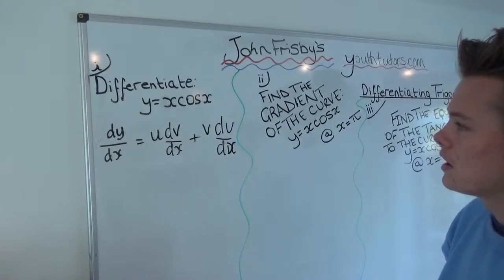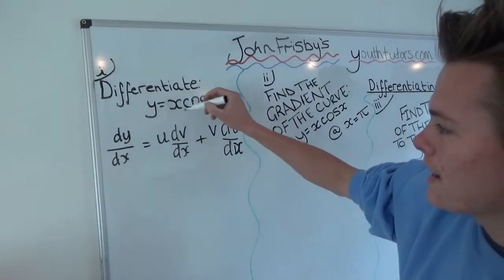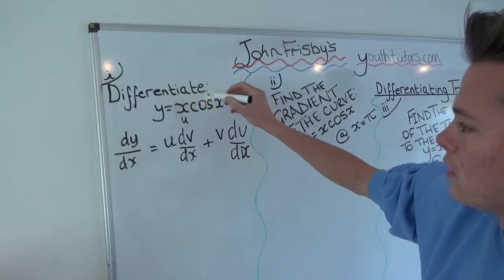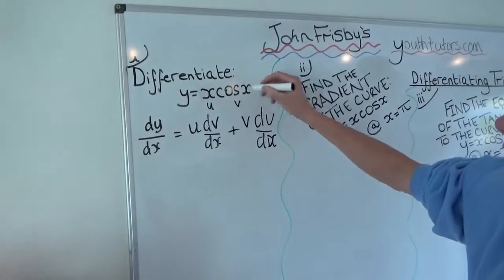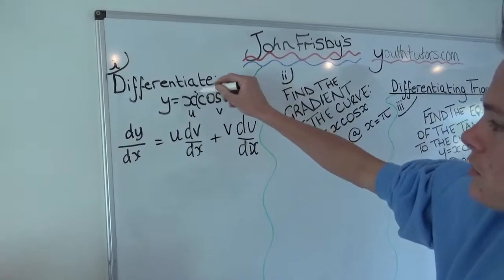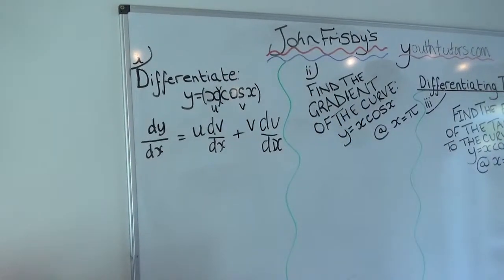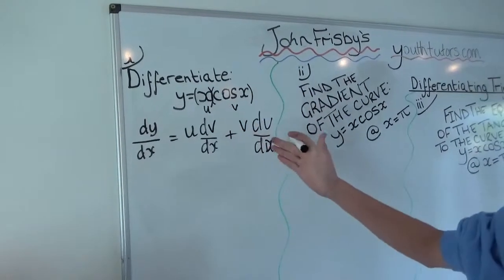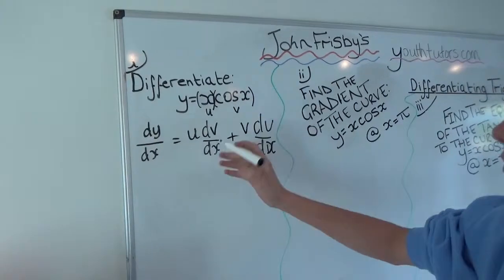Which one's u, which one's v? I'll make the x u, and then I'll make the cos x here v. So we can almost separate it up, just by imagining it like that. And then you can input that into the product rule that we've got here. So then I'll just put it in.